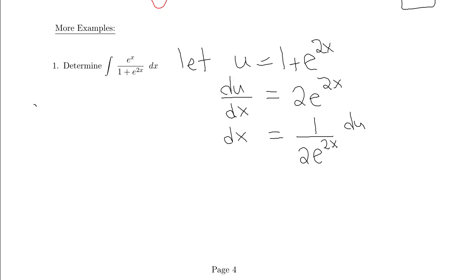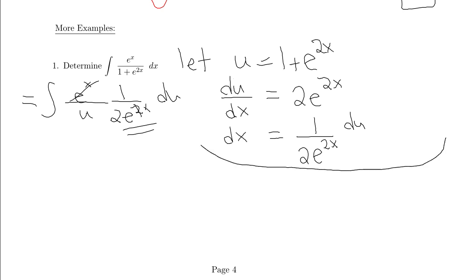Okay, so let's plug that in our substitution and see what happens. I get e to the x on the top. On the bottom I have u. And then for dx I have 1 over 2 e to the 2x du. And so one of my e to the x's on the top cancels out with one of the e to the x's in the bottom, but I still have an e to the x there. So that's no good. So there's still x's involved with this, and it's not easy for me to replace that e to the x with a u. So that tells me that I've actually chosen the wrong u, and I should start again.